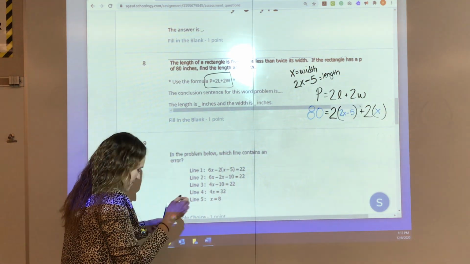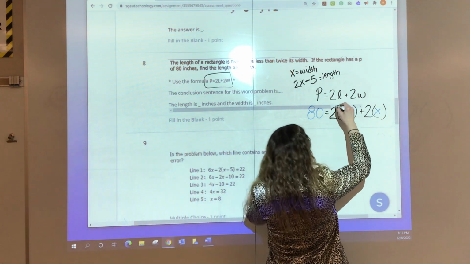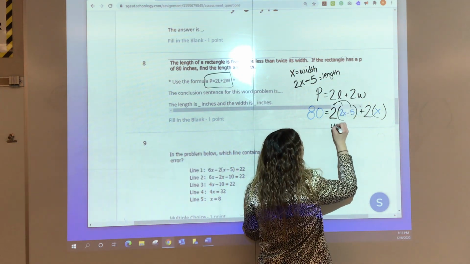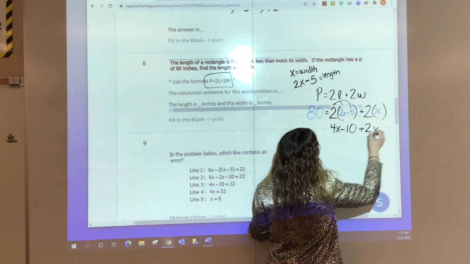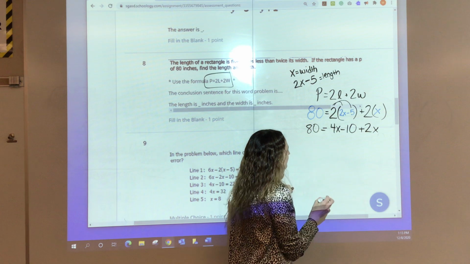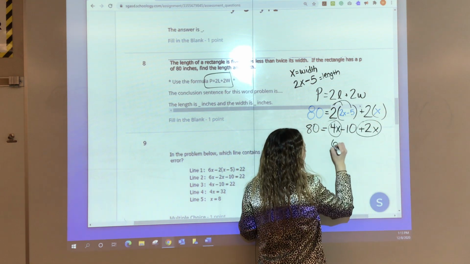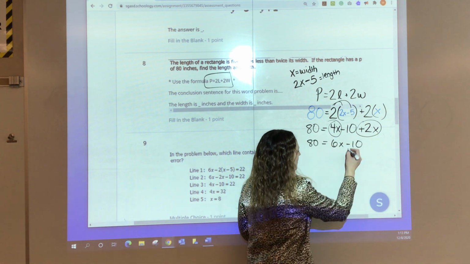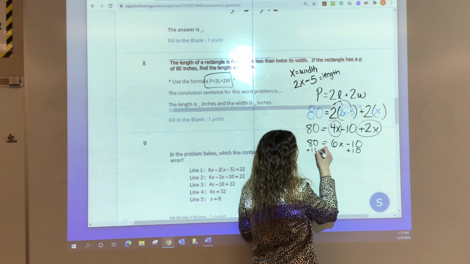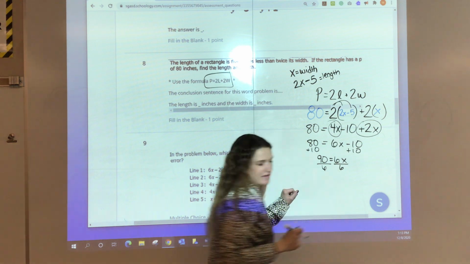All right, we've got something set up now. Let's see if we can solve it. Let's distribute that 2 first, giving us 4x minus 10. 2 times x is 2x. I'm going to bring down my 80. I'm going to combine like terms. 4 and 2 give me 6x, and then I'm going to drop down my negative 10. We're going to need to add 10 to both sides. So now 90 equals 6x. And we divide by 6. Let's see what we get.